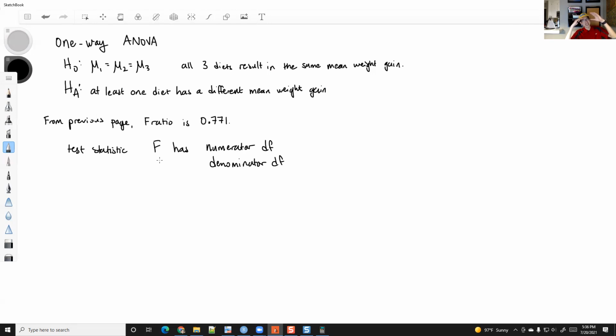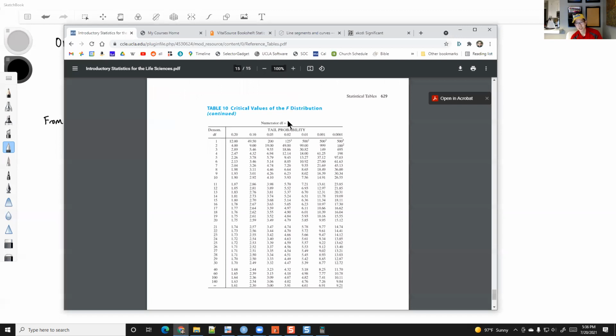The F ratio is the mean squares between divided by the mean squares within, right? So the mean squares between, how many degrees of freedom were associated there? 2. The number that went on the top, we had 2 degrees of freedom. How many degrees of freedom did we have on the bottom? We had 9. So numerator df is 2, denominator df is 9. We go to our table, to numerator degrees of freedom 2, denominator degrees of freedom 9, and look for our test statistic 0.771. What we find is that it's less than this number, 1.93.